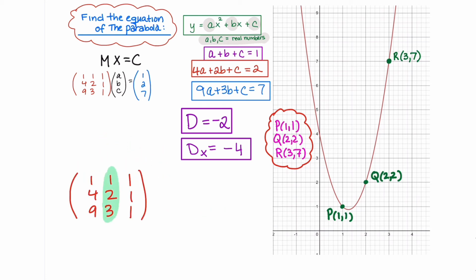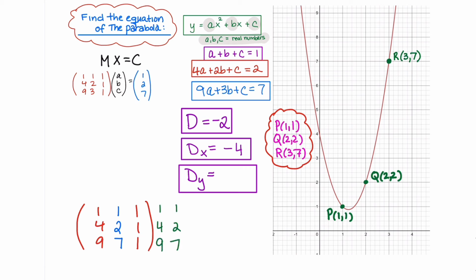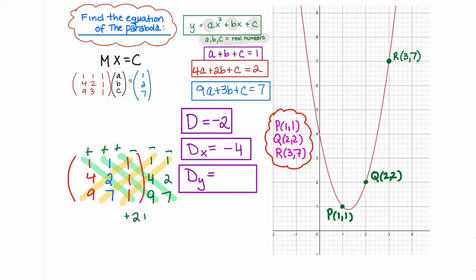Now I'm going to repeat this process for the other 2 columns, taking now the second column and replacing it with the numbers 1, 2, 7, the matrix that's on the right-hand side of our equation. We'll call this determinant sub y, and when we do this, again copying the first 2 columns on the right-hand side of the matrix and doing our little diagonal dance, we multiply the numbers along the diagonals, and then from right to left those get negative signs as we multiply them, and then we add up all the numbers together. Our determinant d sub y works out to be the number 10.